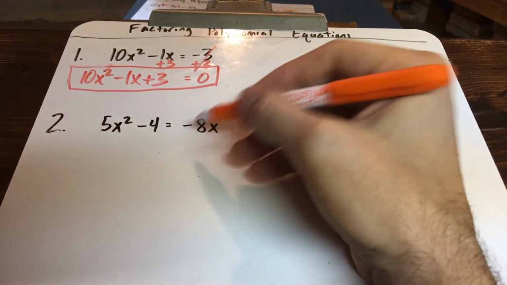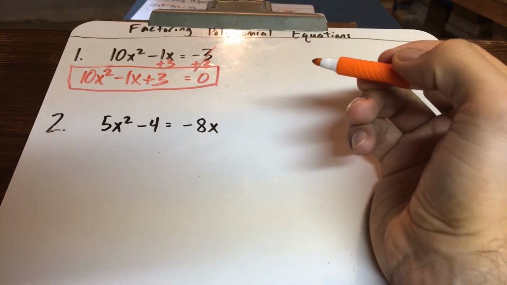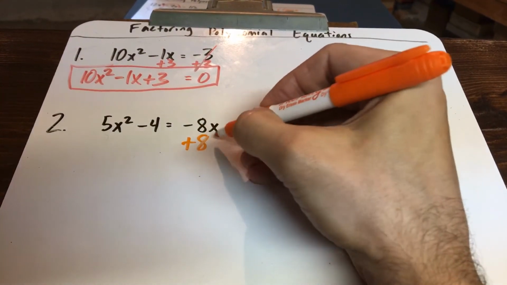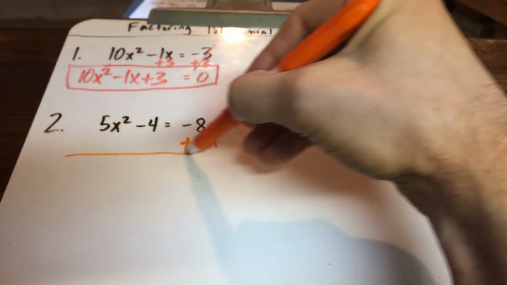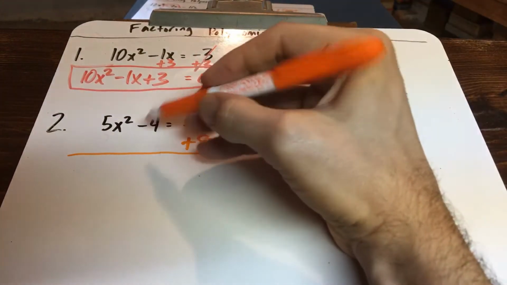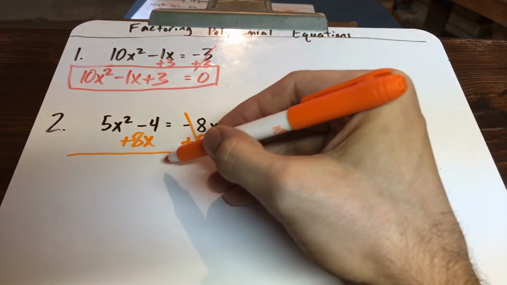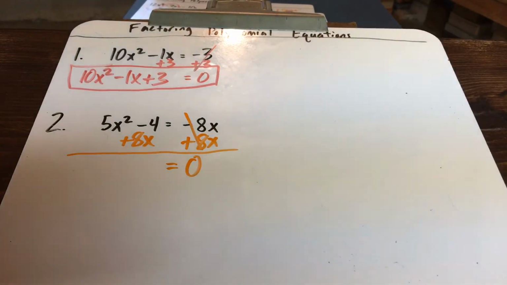Like on this one, it doesn't equal 0. It equals negative 8x. I don't want it to equal negative 8x. That's stupid, right? I'm going to have to undo whatever they put out there. Instead of negative 8x, I'm going to do positive 8x. Over here, it doesn't really matter where I put it, because whatever you do on one side, you have to do the same thing on the other side.